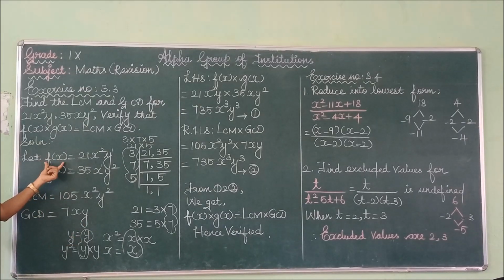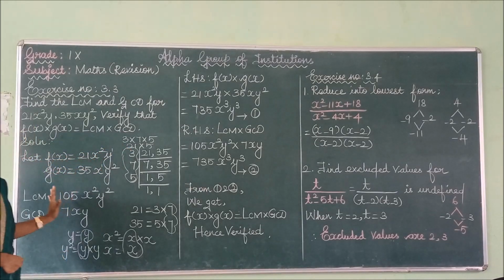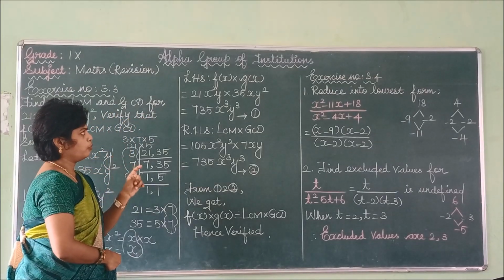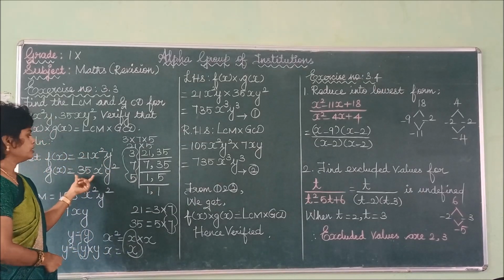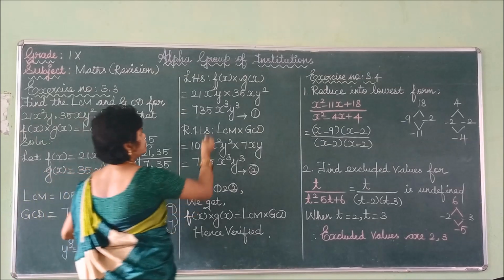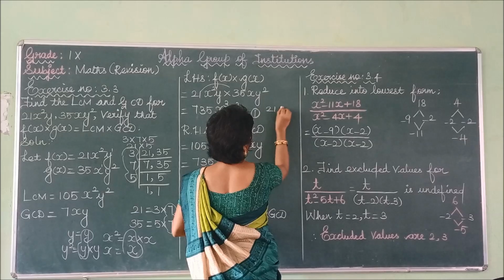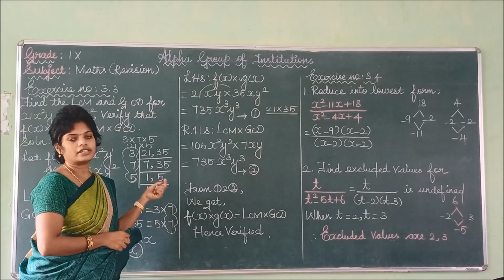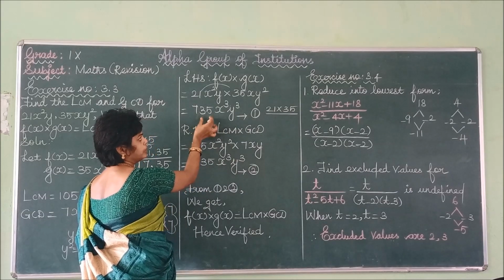We already have f of x and g of x. Now verify this: f of x into g of x, is it equal to LCM into GCD or not? So what is our left hand side? F of x into g of x. Take that one. LHS is equal to f of x into g of x. So write the f of x value first, and the second one is g of x. First multiply the numerical terms. What are the numerical terms? 21 into 35. The coefficients of x and y can be multiplied first. If you multiply these two terms, you will get the value 735.